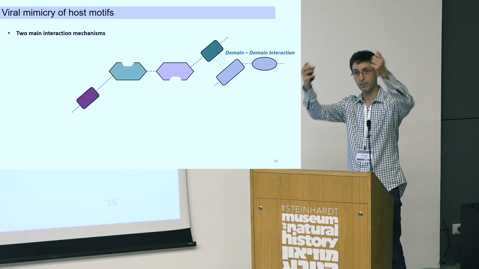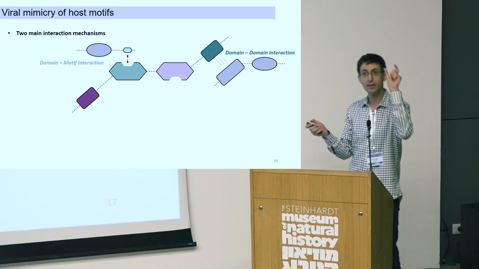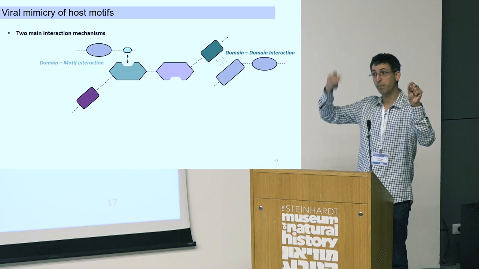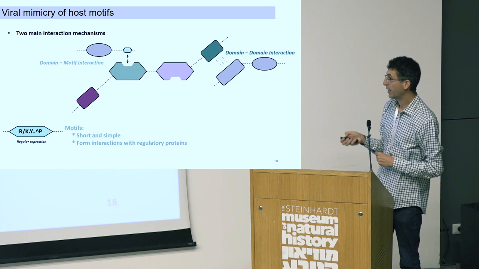However, there is another type, a much cooler type of interaction between a big domain and a short linear motif. We have all sorts of stretches in our proteins, and within them we have small peptides with a specific motif, a specific sequence that can repeat itself in different proteins. These short motifs can go into a binding groove and form transient interactions with these domains.